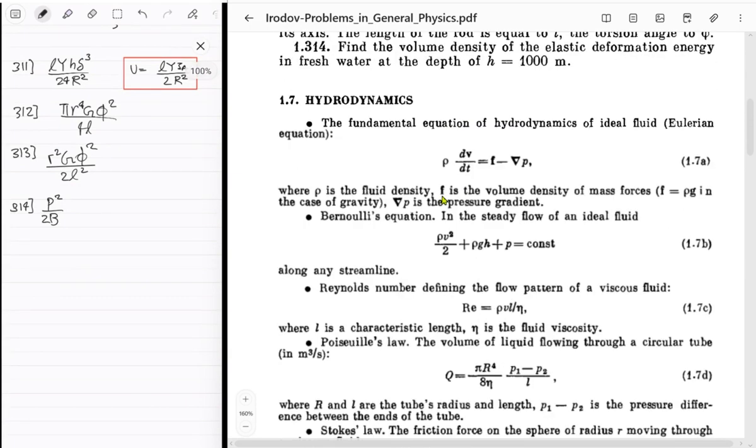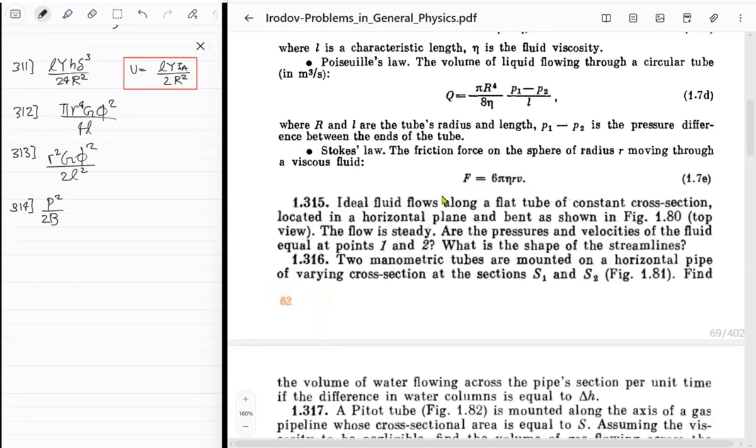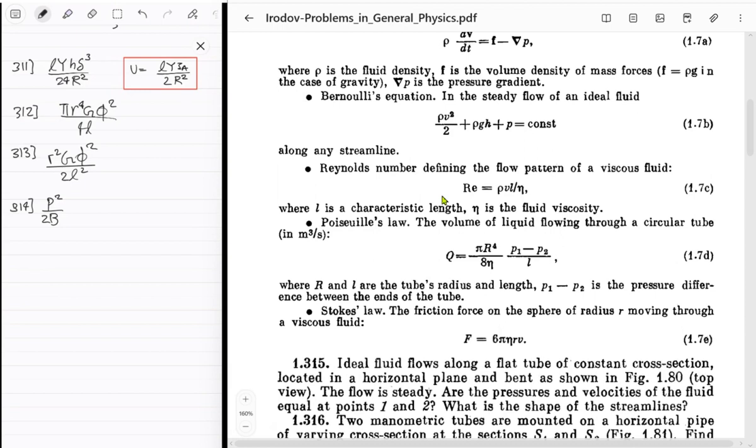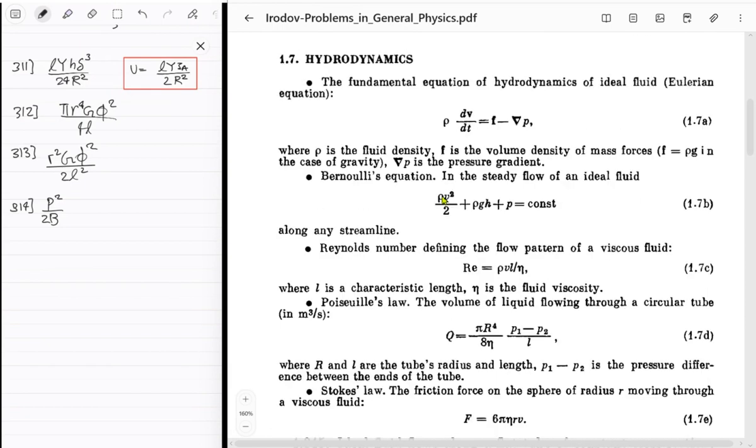Next, you will be doing hydrodynamics. Okay. Yeah, I know this one. I also know this one. I do know this one. Yes, I know that one as well. Ideal fluid, okay. So it's like the Eulerian equation. I don't know what this is.